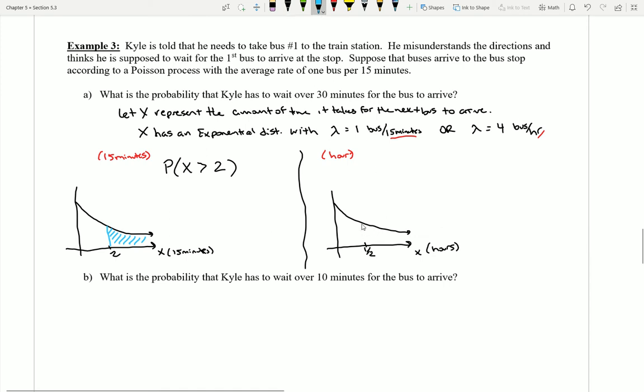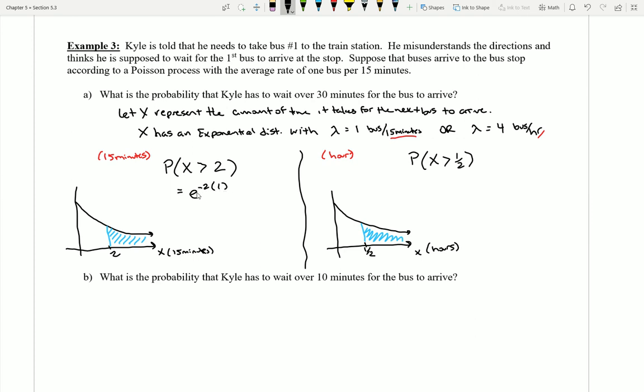And I'm going to be interested in shading above it. So in probability notation, I would want the probability that x, the amount of time I have to wait, is over a half hour. Now in both of these cases, I can easily figure out how to calculate this probability. I'm going to do e to the negative value that I'm given, and then I'm going to use the appropriate lambda.